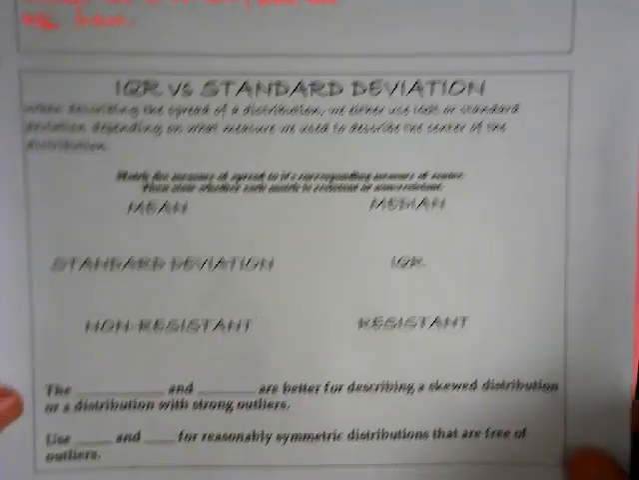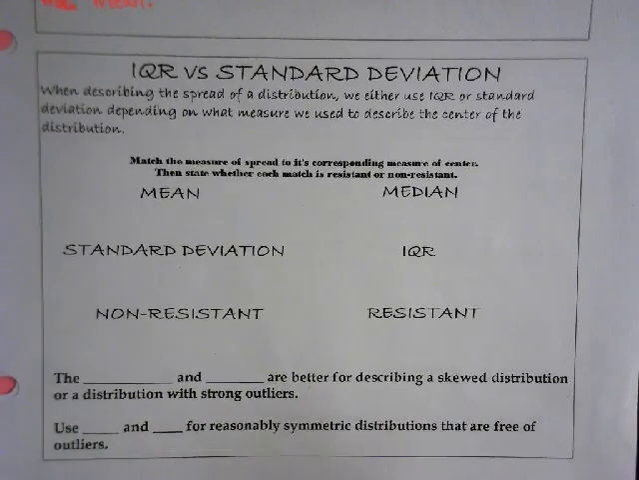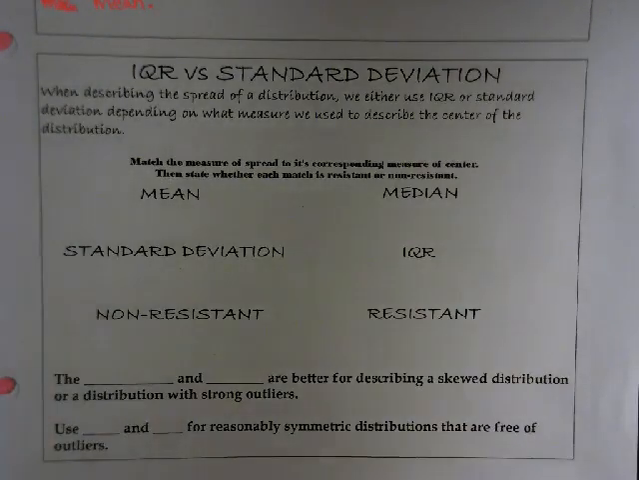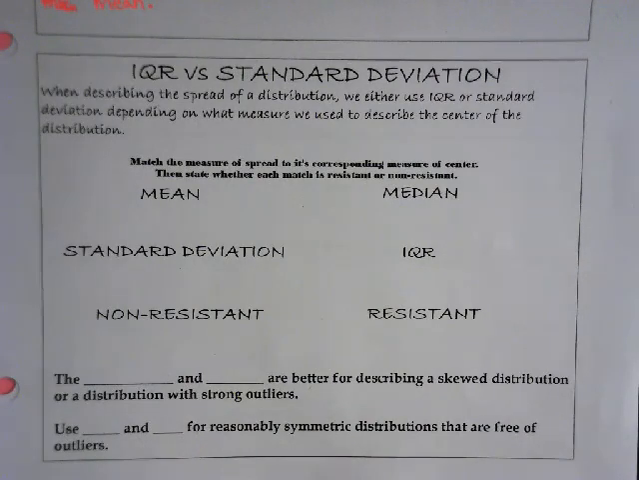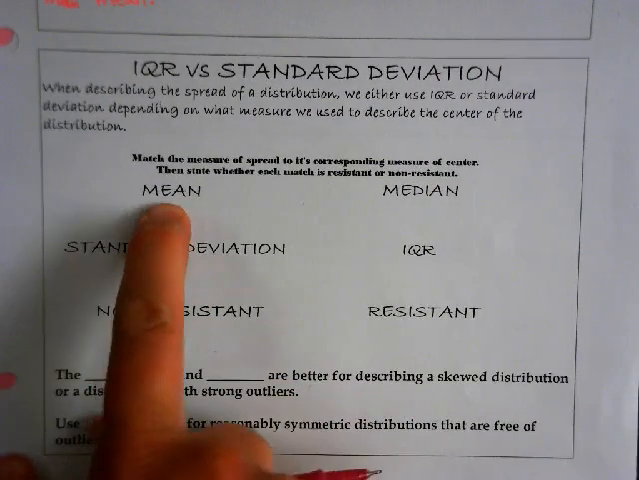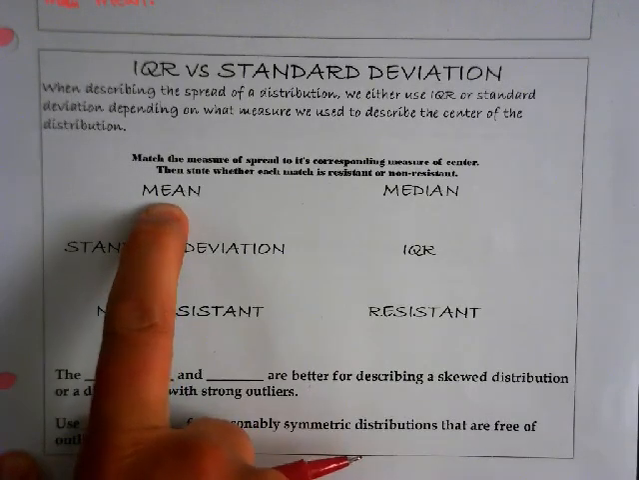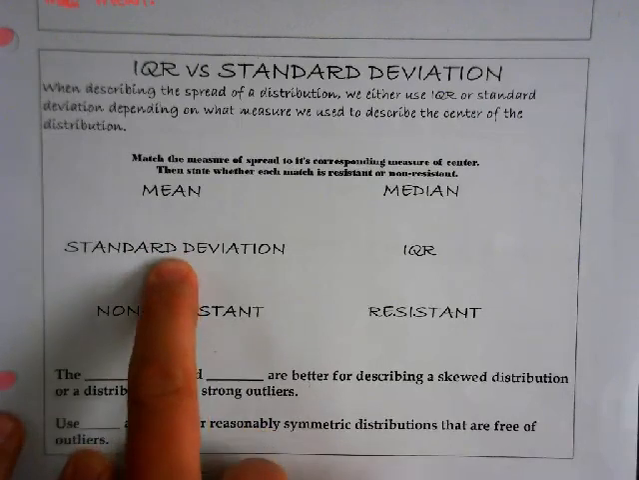We use one measure of spread when we're using a measure of center. When we use a different measure of center, we use a different measure of spread. They kind of are partners in crime. So if we are working with the mean, something that is non-resistant to outliers, we use standard deviation for our measure of spread. They are both non-resistant to outliers.